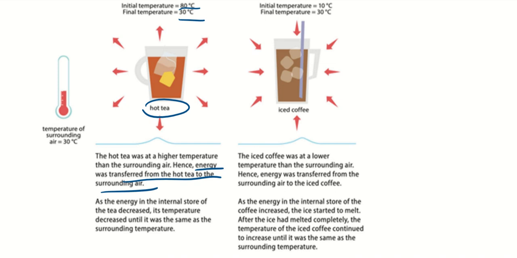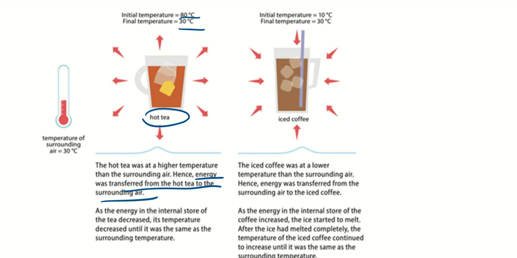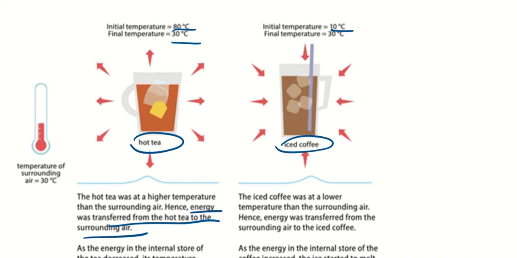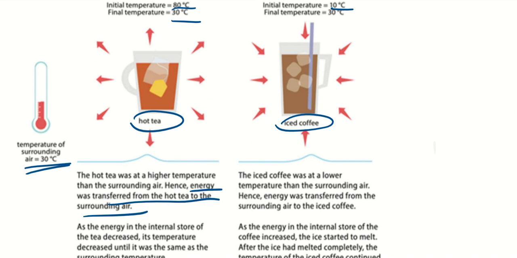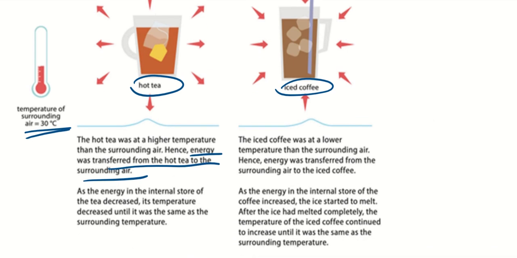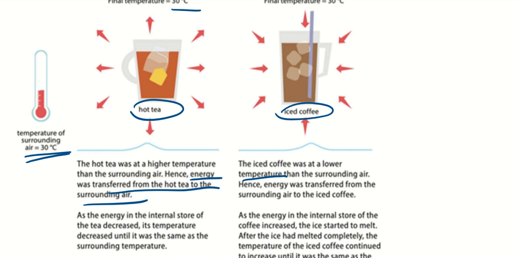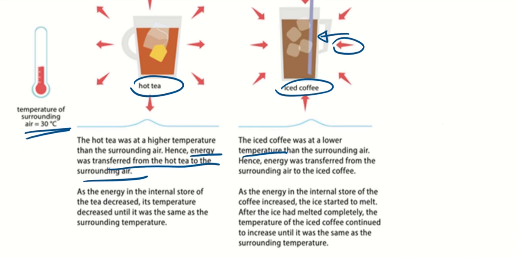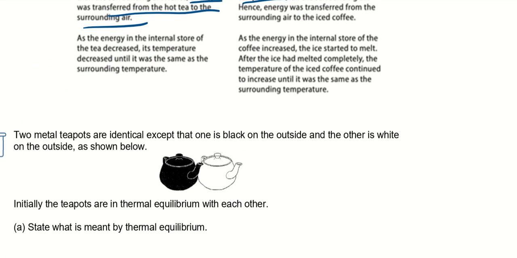Because the energy in the internal store of the tea decreases, the temperature decreases until it's the same as the surrounding temperature. But if I have a cup of iced coffee, the initial temperature is 10 degrees, and the final temperature will be 30 degrees because this is the temperature of the surrounding air. Because the iced coffee was at a lower temperature, notice the arrow, the thermal energy is transferred from the surrounding air into the coffee, right? So eventually the iced coffee will be at the same temperature as the surrounding temperature.